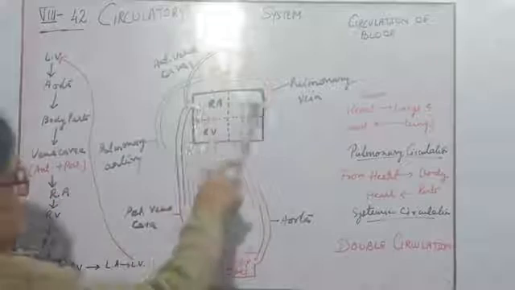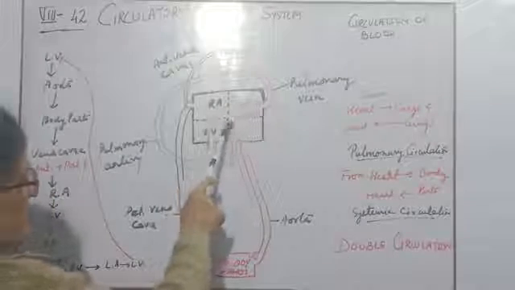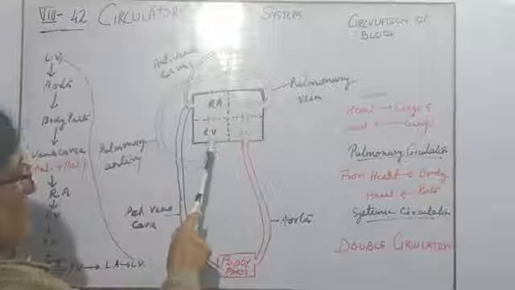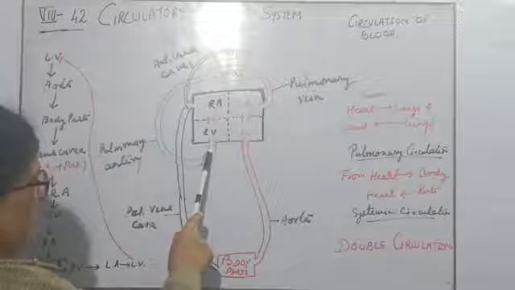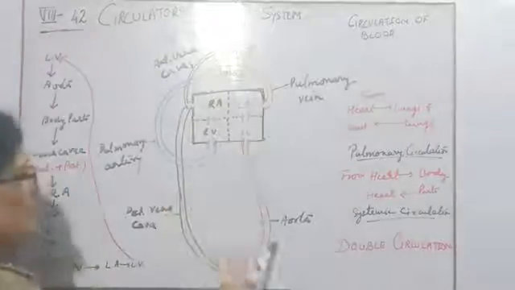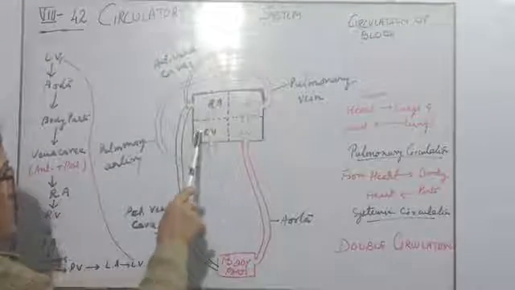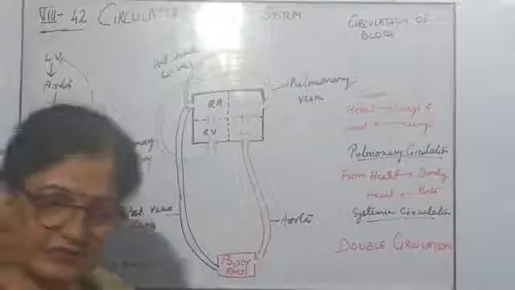So suppose this is the heart, these are the valves: this is bicuspid, this is tricuspid, this is pulmonary semilunar valve, this is aortic semilunar valve, and left auricle, left ventricle, right auricle, right ventricle. Already you have studied it.